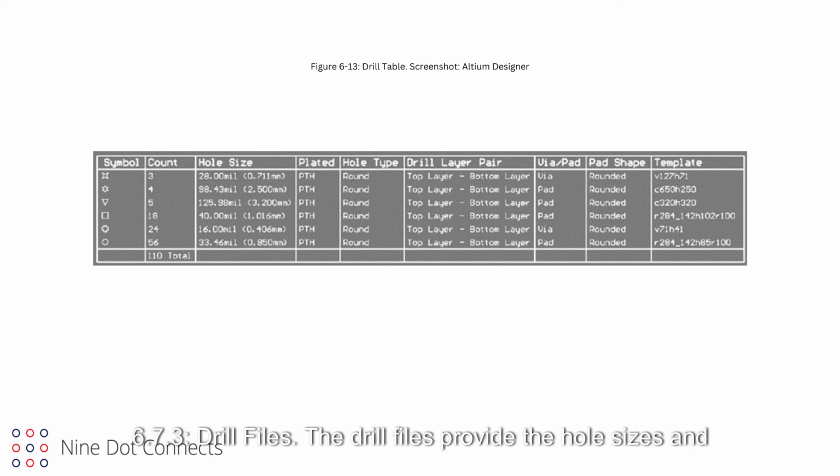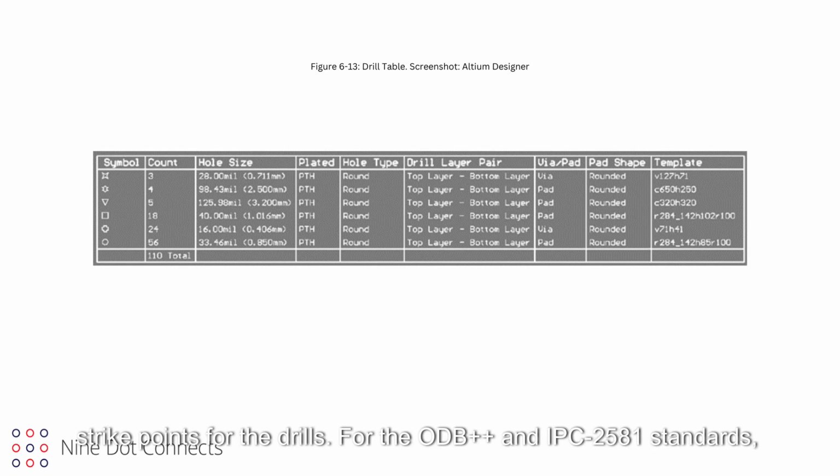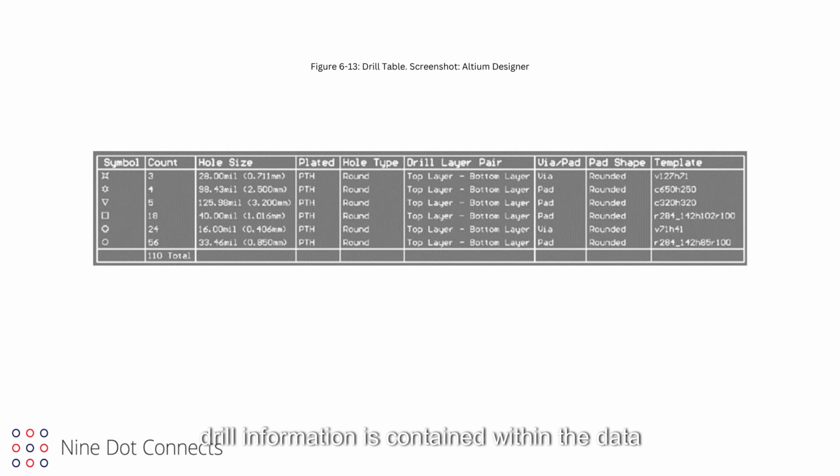6.7.3. Drill files. The drill files provide the hole sizes and strike points for the drills. For the ODB++ and IPC 2581 standards, drill information is contained within the dataset. Those using the Gerber standard will need to provide drill information in a separate file, in addition to the Gerber files.